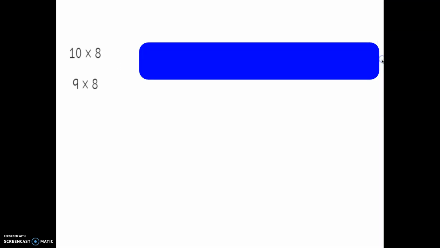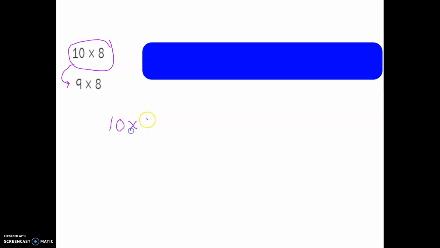You see that I have two facts on the board here. I have 10 times 8 and 9 times 8. We are going to think of 10 times 8 as our helper fact. How can we use 10 times 8 to figure out 9 times 8? Well, I know that 10 times 8 is 80, and I want to know what 9 times 8 is.